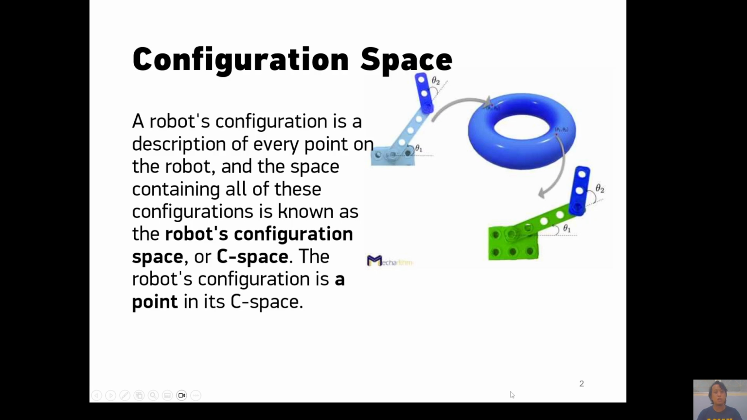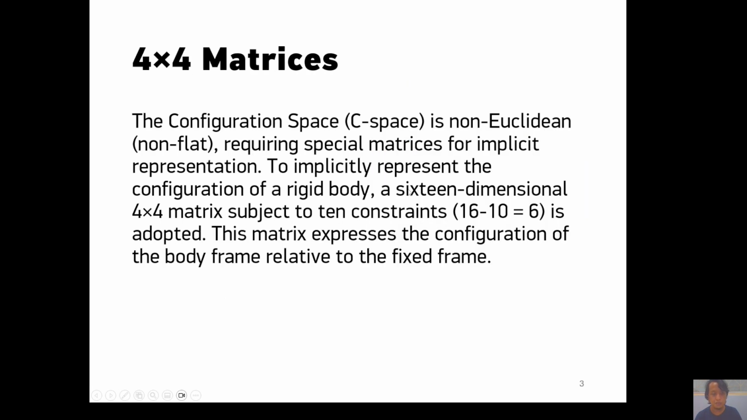Let us talk about configuration space first. Robot configuration is a description of every point on the robot, and the space containing all of these configurations is known as the robot's configuration space, or C space. The robot's configuration is a point in its C space. This is one of the images about configuration space.